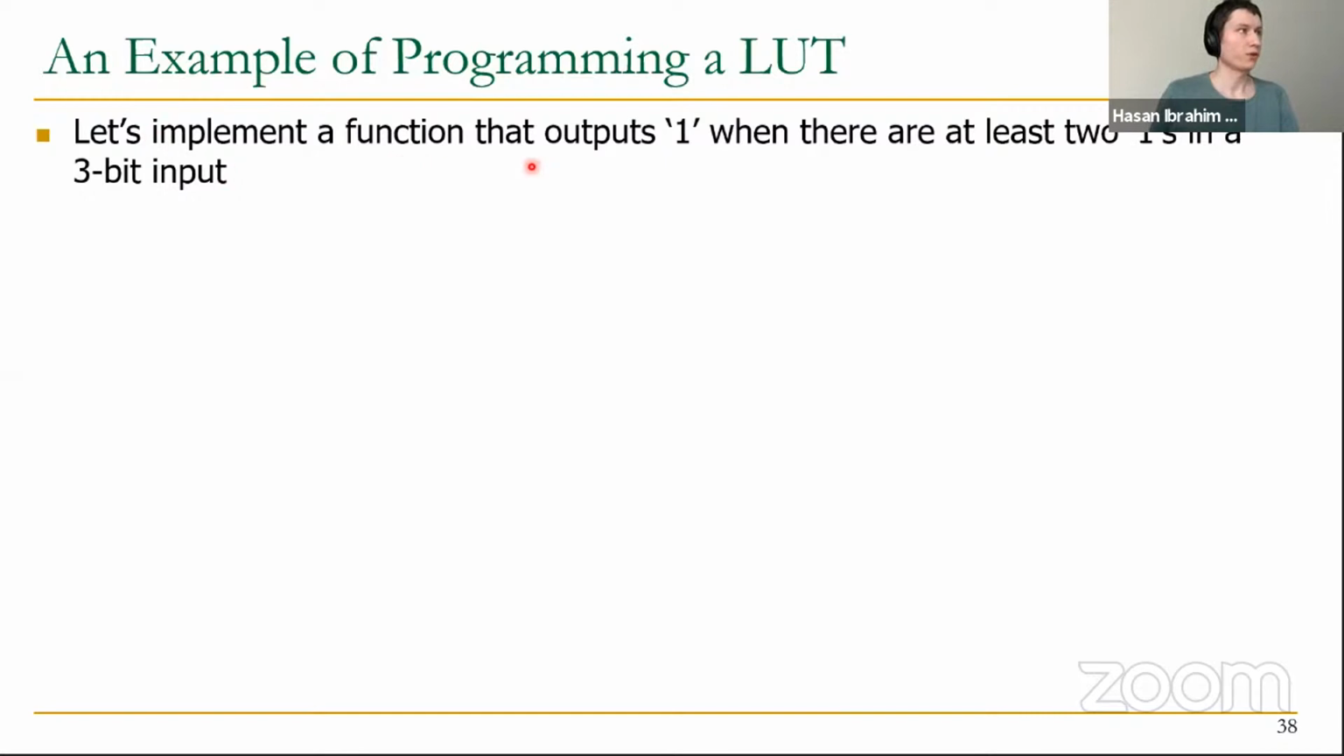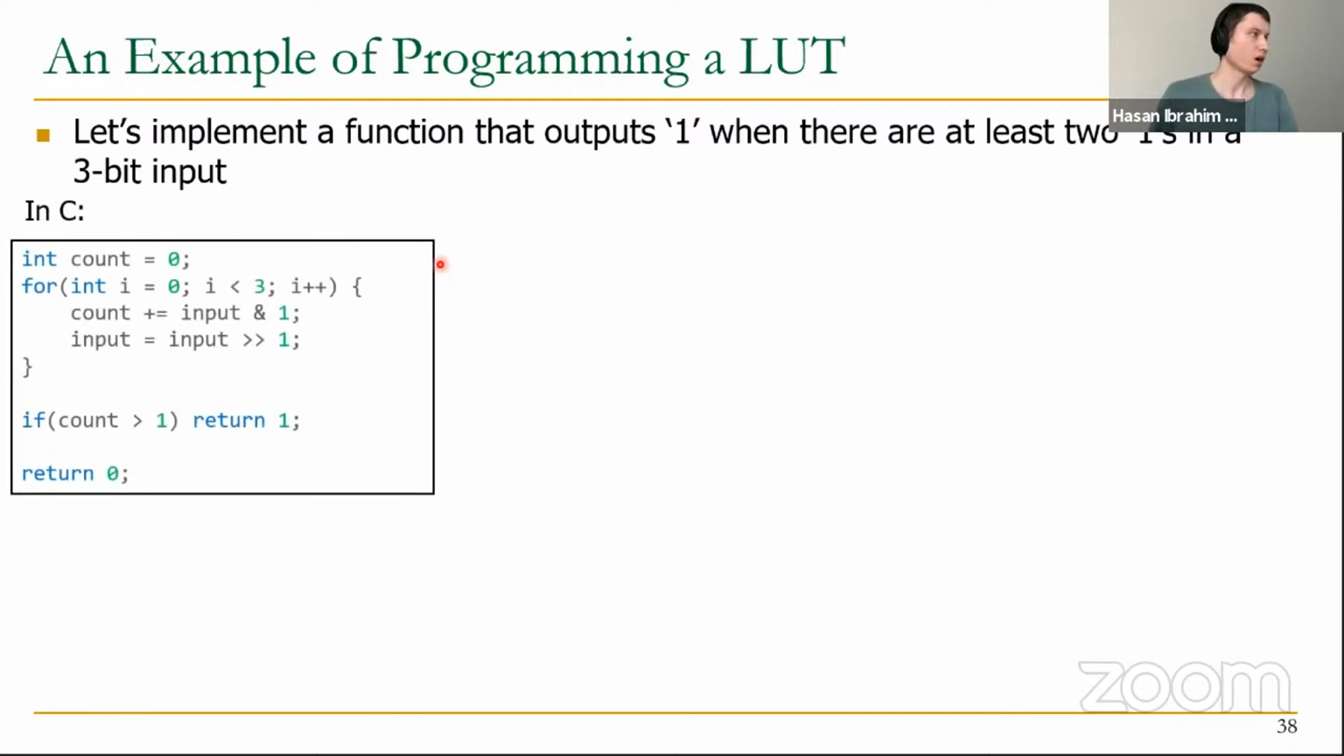Okay, so let's implement a function that outputs 1 when there are at least 2 1s in a 3-bit input. In other words, we want a circuit that will output 1 when at least 2 of the bits of a 3-bit input are 1.